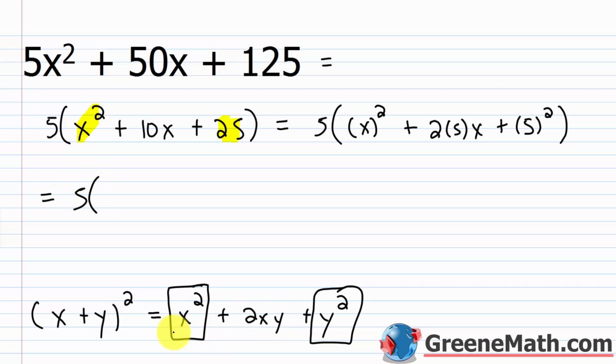So following this pattern, it's whatever the first thing is squared plus whatever the last thing is squared, inside of parentheses. In this case, that's x squared here and 5 squared here. And then we just square this binomial, okay? So this factors into 5 times the quantity x plus 5, squared.